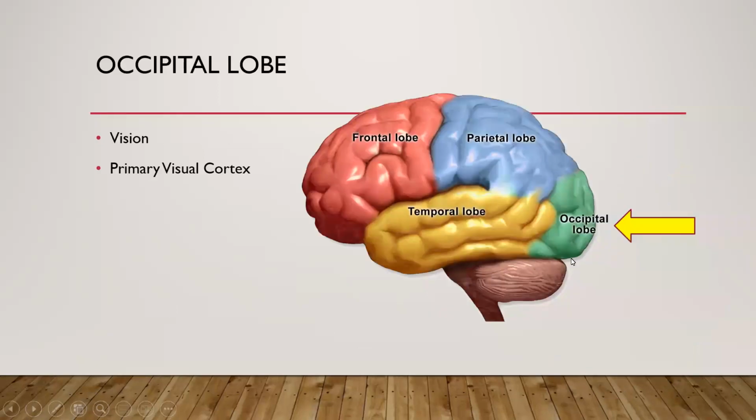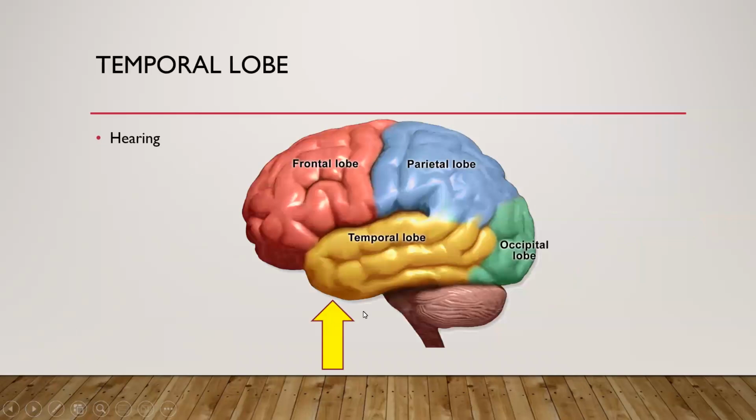Next, in the back here, we have the occipital lobe, where the primary visual cortex is. This is pretty self-explanatory. This is the vision center of our brain. And the fourth lobe is the temporal lobe. This is on the side of our head here, and it controls our hearing.